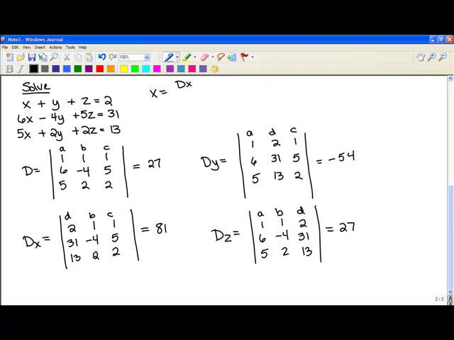X is calculated as D sub x divided by D. D sub x was 81, divided by D, which is 27. 81 divided by 27 is 3. To calculate y, we'll divide D sub y by D. D sub y was -54, divided by D, which was 27. These numbers divided is -2.